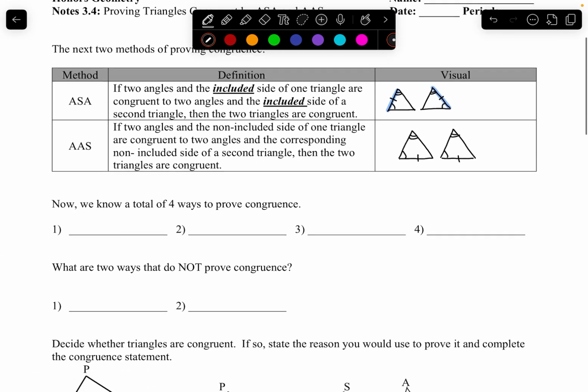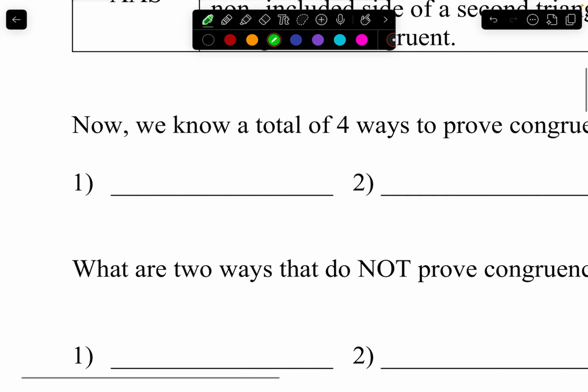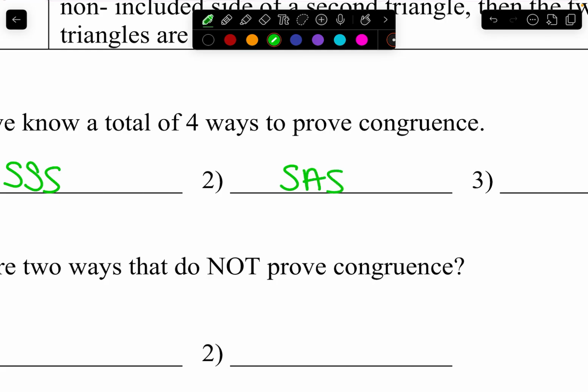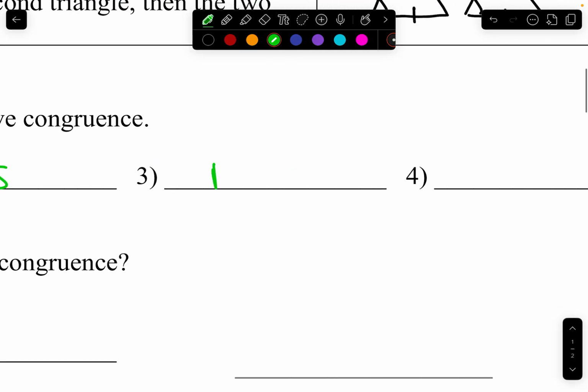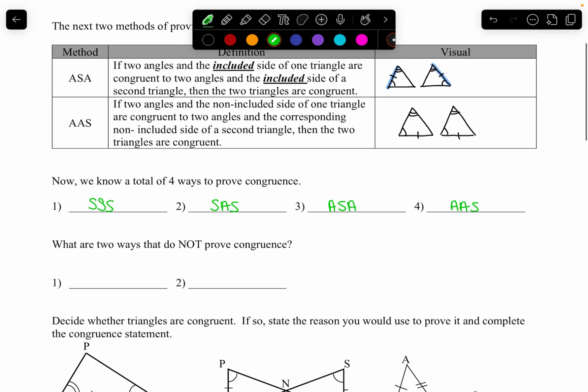Okay, so now that we have those 2 new ways to show that triangles are congruent, we're going to list all of the ways that do show congruency. And that is side, side, side. We have side, angle, side, where the angle has to be in between the 2 sides. We have angle, side, angle, where the side is between the 2 angles. And then we have the lovely angle, angle, side. So those are 4 ways that we can prove congruency.